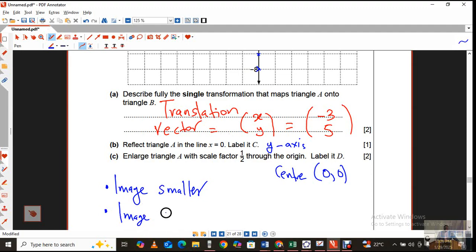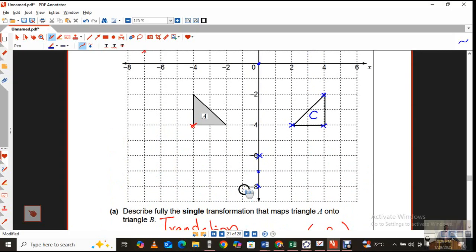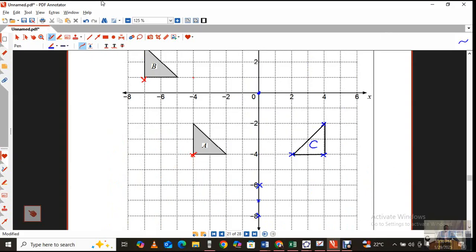The image will be closer to the center of enlargement. It will be closer. So what does it mean? To explain this nicely, the image cannot be away from the center. It cannot be away. It has to be closer there. So how will I draw that?